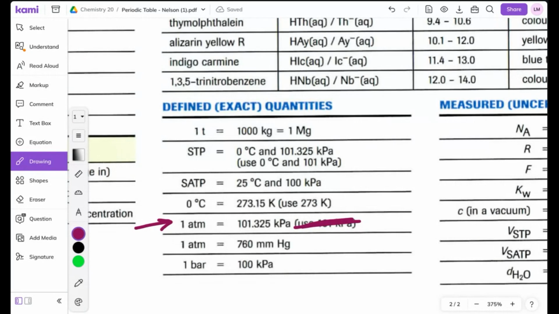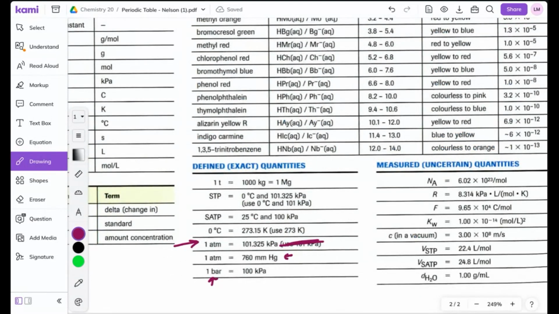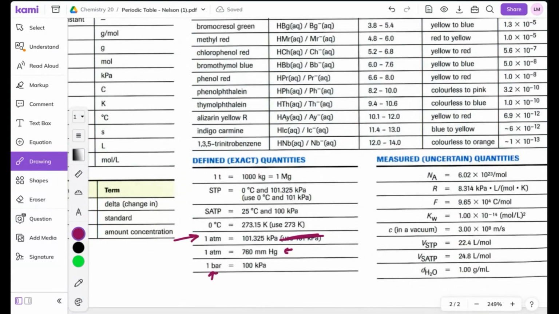So you have 1 atmosphere is equal to 101.325 kilopascals, which is equal to 760 millimeters of mercury, which is also equal to 1 bar. Now, you'll notice that there isn't torr in here. Torr isn't a very commonly used measurement for pressure, at least in this course. So if you're wondering where to find these conversions, you have it given to you on your Nelson periodic table.